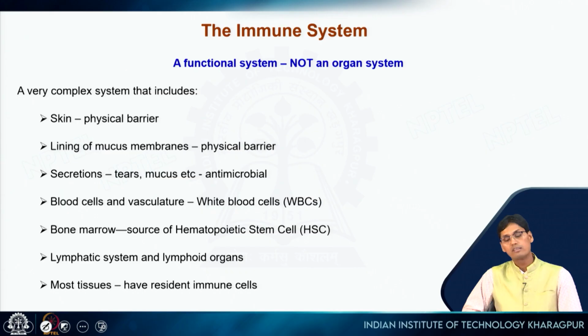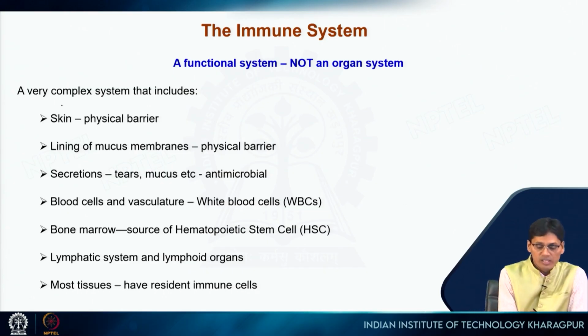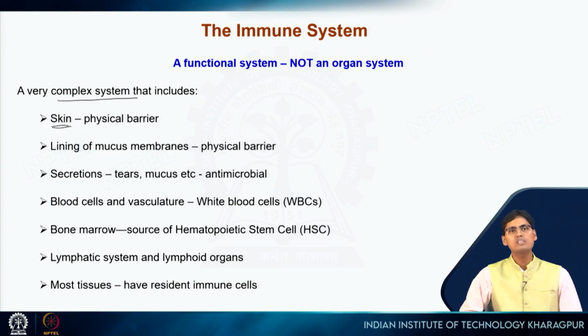As a result, the immune system is a functional system, not an organ system like the kidney or the lungs. It is a functional system, present everywhere in our body, so that we are getting protected. As you can see, this is a very complex system which includes different parts. For example, I would say skin is also part of our immune system, because it makes a physical barrier. As a result, any pathogen like microbes is not able to enter directly into our body, as we are almost everywhere covered by skin.